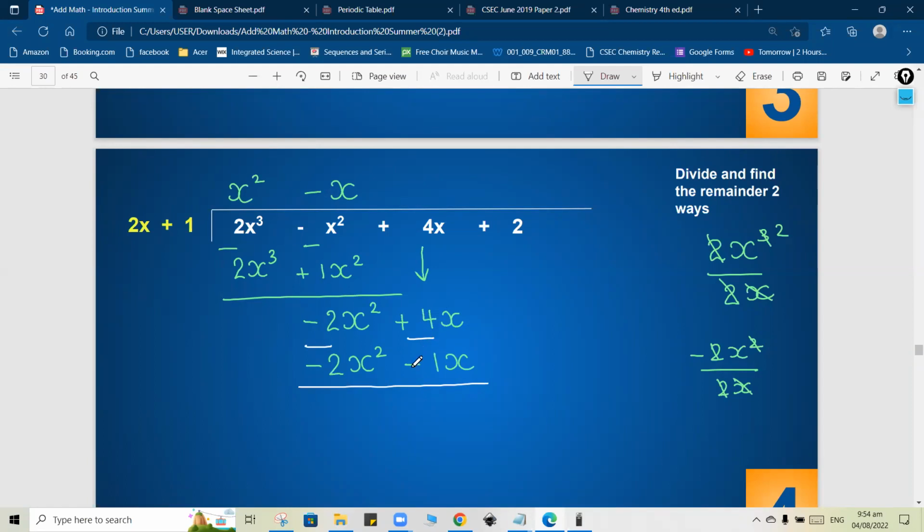4x minus minus 1, that's 5x. And who joins the party now? Positive 2. Right. Now over here, there was a slight mistake, a slight mistake by a few students. You're taking the 5x and dividing it by 2x. The x and the x will cancel out.